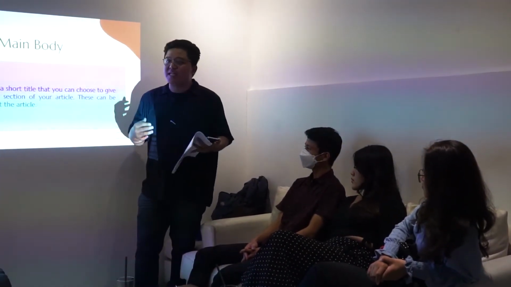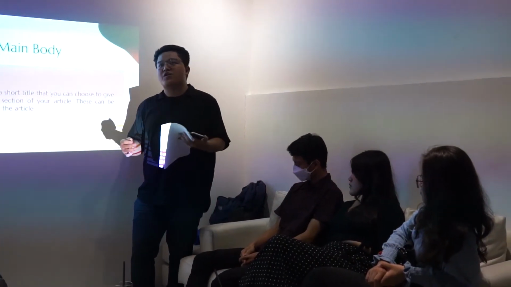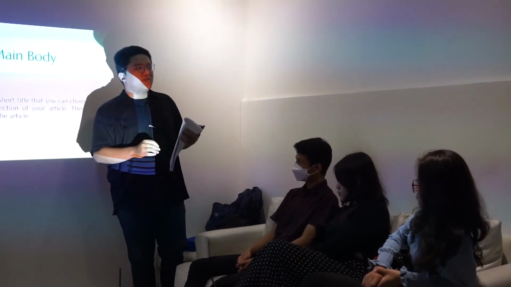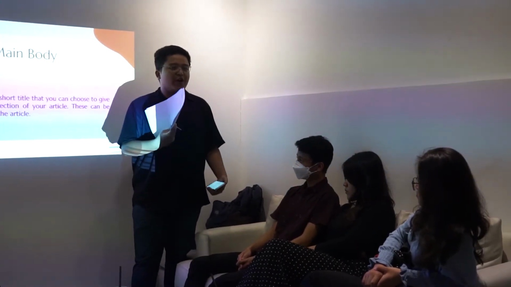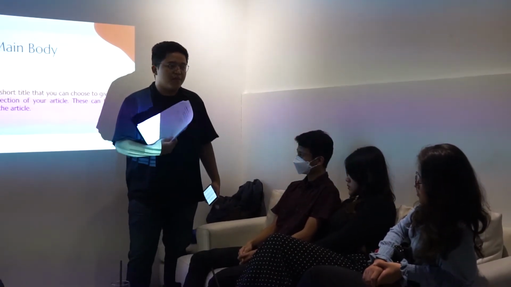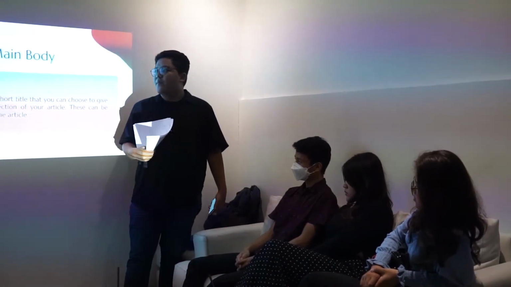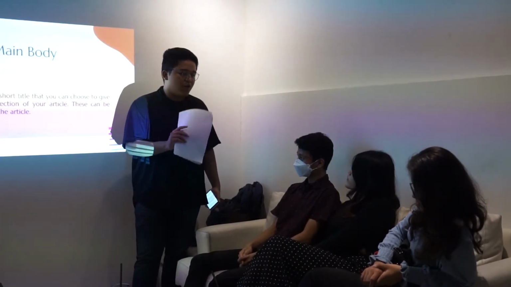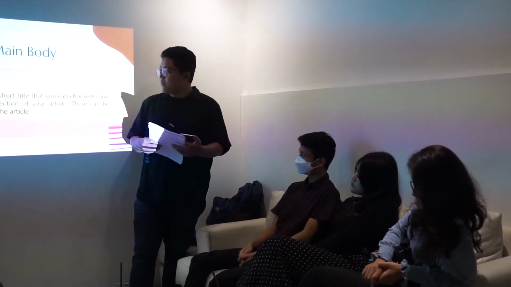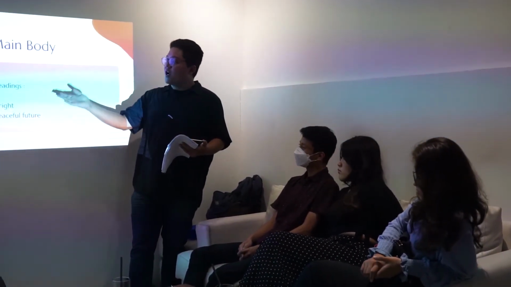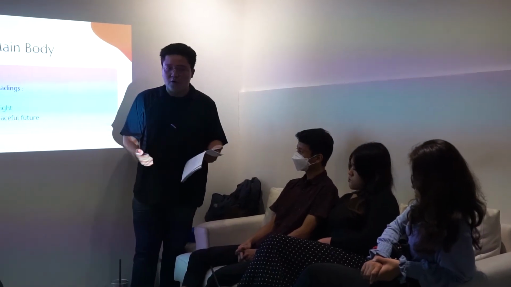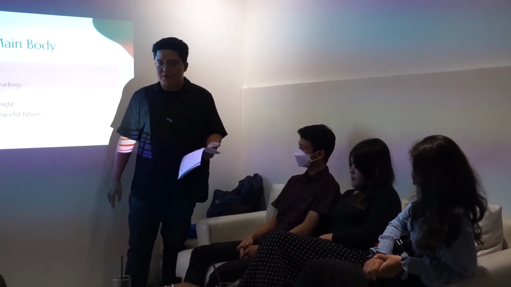When you have several key arguments, you can also use a subheading to divide your main body, so your article can be more organized. A subheading is different from a subtitle, because you can have several subheadings in your article, but you can only have one subtitle in the article. Next, here are some subheadings that can be used in the example, like blinded by wars, might is not right, or let's make a peaceful future.